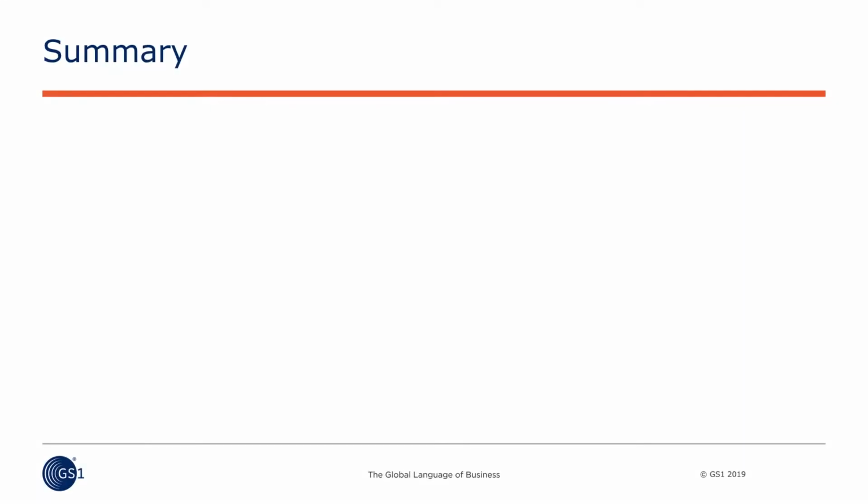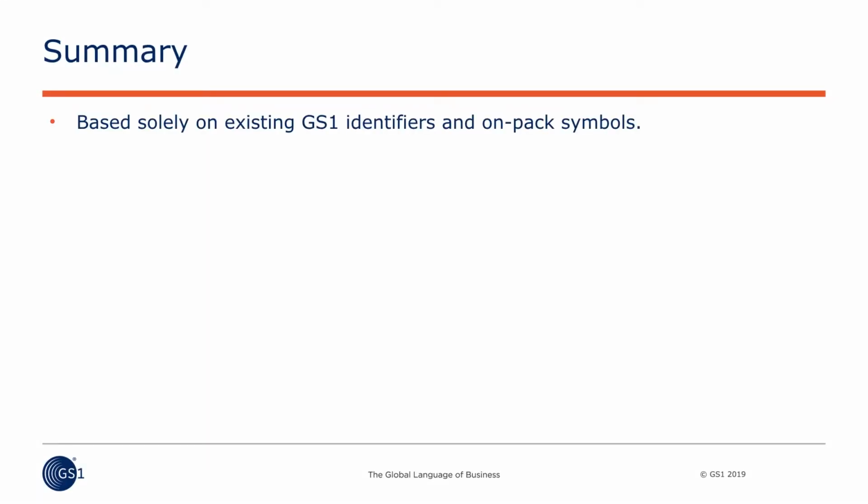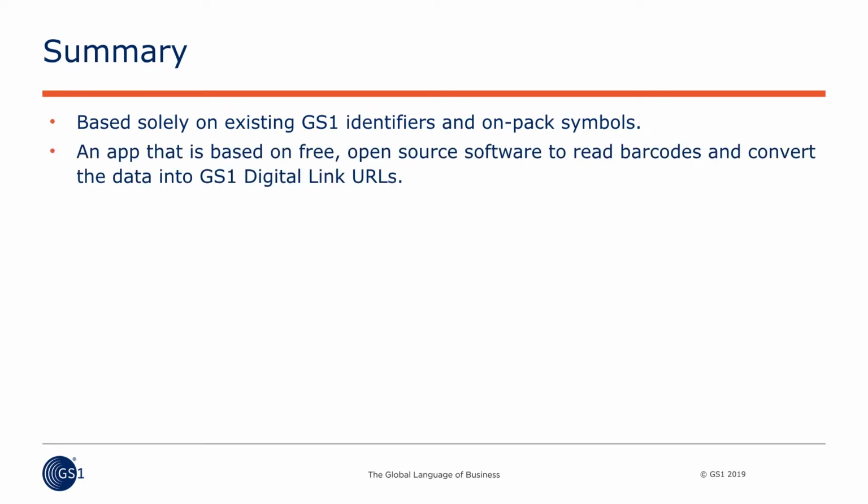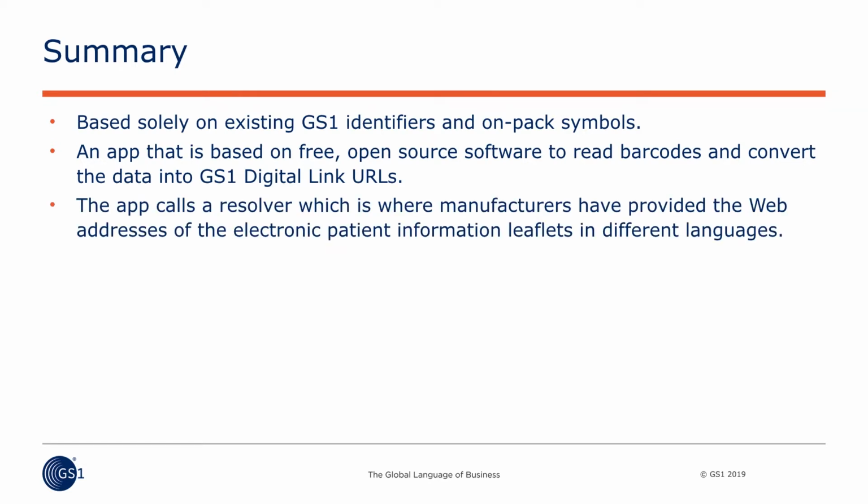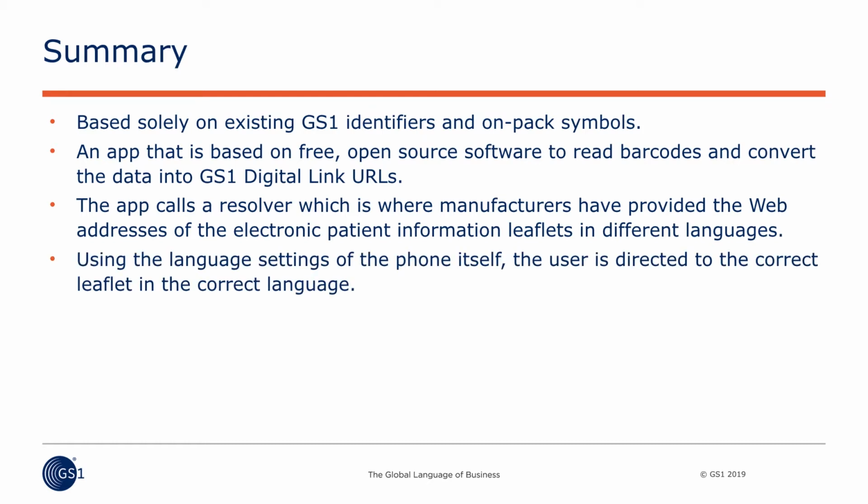So what have we seen? We've seen a system based solely on existing GS1 identifiers and on-pack symbols. We've seen an app that is based on free, open-source software to read barcodes and convert the data into GS1 Digital link URLs. We've seen that the app calls a resolver, which is where manufacturers have provided the web addresses of the electronic patient information leaflets in different languages. Using the language settings of the phone itself, the user is directed to the correct leaflet in the correct language.